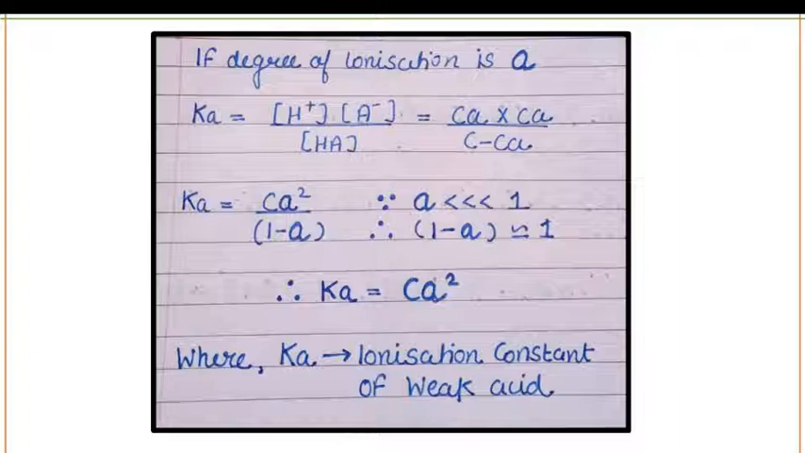Next, if the degree of ionization is alpha, then you can calculate the value of Ka by applying the law of mass action. The law of mass action says you simply write the active masses of products divided by the active masses of reactant. So Ka is equal to C alpha into C alpha divided by C minus C alpha. When you simplify this equation, you get Ka equal to C alpha square divided by 1 minus alpha. If the degree of ionization alpha is very much less than 1, then 1 minus alpha is nearly equal to 1, which means Ka becomes equal to C alpha square, and Ka is the ionization constant for weak acid.